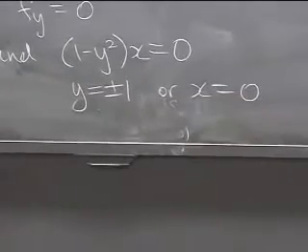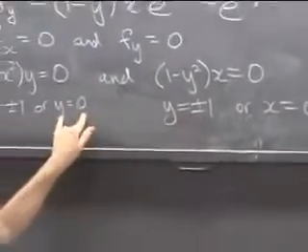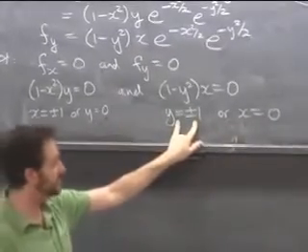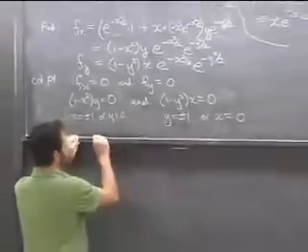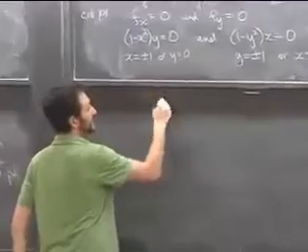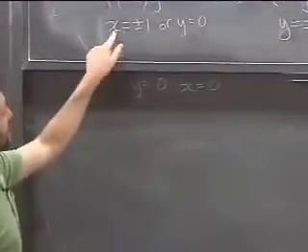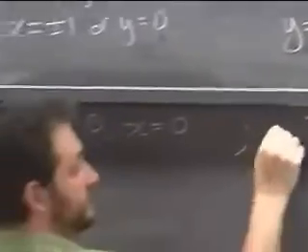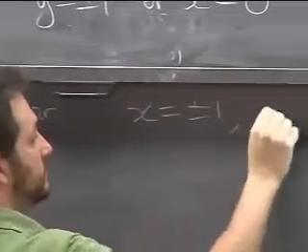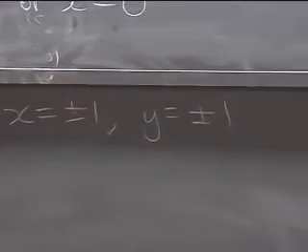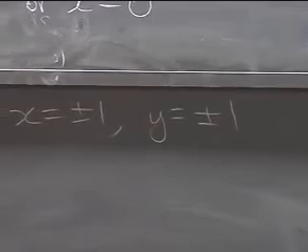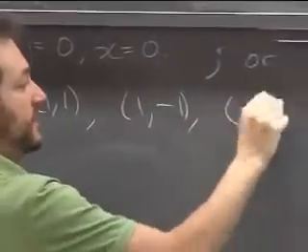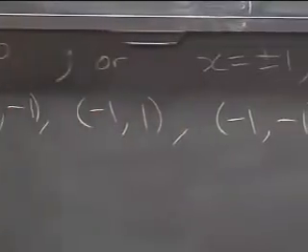Now, if y is 0, then it can hardly be plus or minus 1. So if y is 0, x has to be 0. Right? You can't have y equals 0 and y equals plus or minus 1. y can only be one thing. So one solution is y equals 0 and x equals 0. But if x is plus or minus 1, over here, y could also be plus or minus 1. That's the other option. But that's actually quite a lot of points. So the critical points are (0,0), (1,1), (1,-1), (-1,1), (-1,-1). There's 5 of them. And we have to classify all of them.